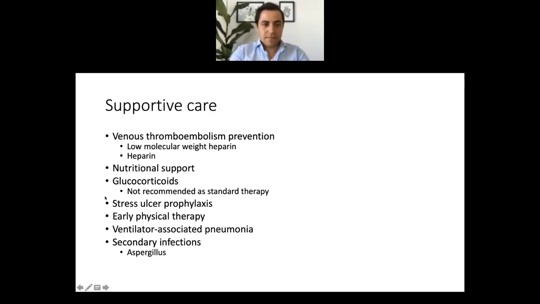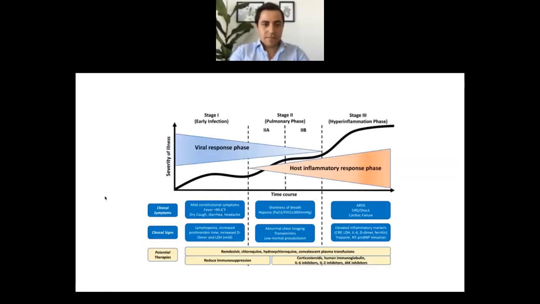So to summarize what I've told you earlier, this is the overview of the disease in different stages. The first, early stage is mainly the viral response phase, and the latter phase, in which the patients are critically ill, is the host inflammatory response phase, in which the patients develop ARDS and need mechanical ventilation.